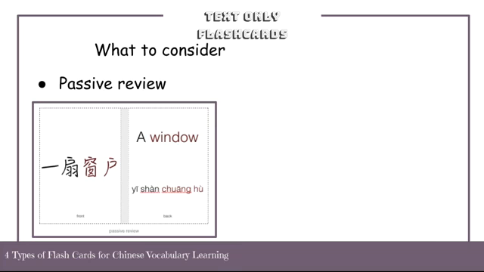So this flashcard, 一扇窗户, the Chinese word is on one side, on the front side. The back side is its English meaning and a pinyin. So a window, 一扇窗户. So you know that's the meaning. When you look at the front side, 一扇窗户, you can check if you understand it by looking at the back. And this is passive review.